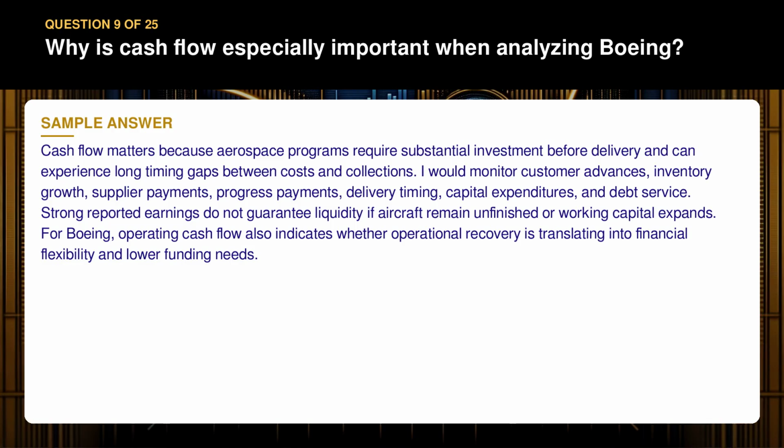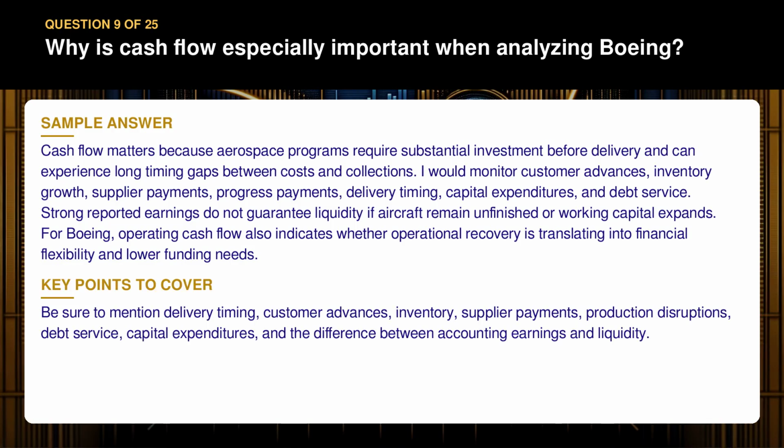For Boeing, operating cash flow also indicates whether operational recovery is translating into financial flexibility and lower funding needs. Be sure to mention delivery timing, customer advances, inventory, supplier payments, production disruptions, debt service, capital expenditures, and the difference between accounting earnings and liquidity.